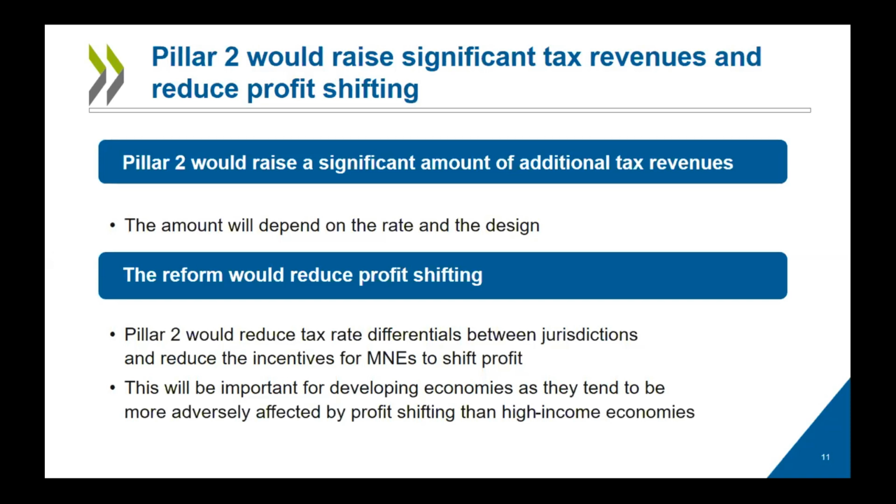Now, the reform would, we anticipate, reduce profit shifting. Pillar 2 would reduce tax rate differentials between jurisdictions and reduce the incentives for multinationals to engage in profit shifting. This will be particularly important for developing economies who tend to be more adversely affected by profit shifting than high-income economies. Now, to some extent, that's because of their heavier than average reliance upon the corporate income tax.